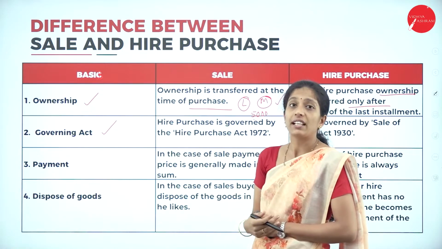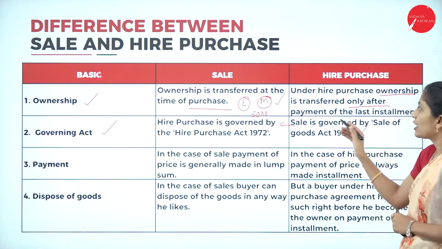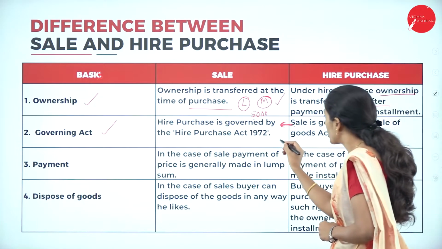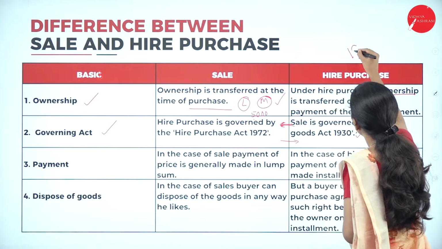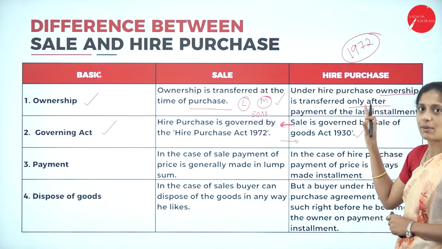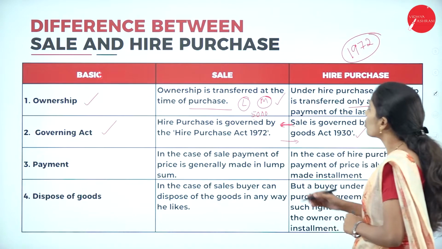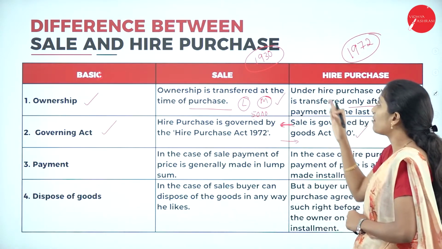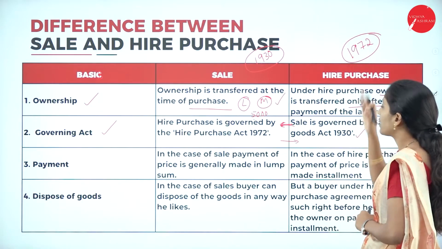The second point is the governing act. Sale is governed by the Sale of Goods Act 1930, whereas hire purchase is governed by the Hire Purchase Act of 1972. So there are two different governing acts: sale is governed by the Sale of Goods Act 1930, whereas hire purchase is governed by the Hire Purchase Act of 1972.